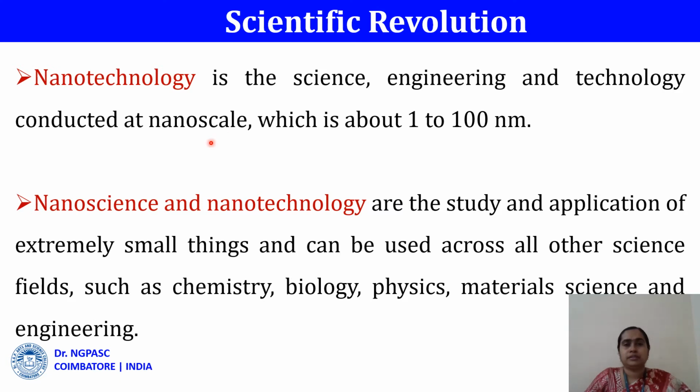So as in the scientific revolution, before going into that, we can see what is the definition of nanoscience and technology. Nanotechnology is the science, engineering, and the technology which is conducted at the nanoscale. Nanoscale is about 1 to 100 nanometers. What is nanoscience and technology? They are the study and application of extremely small things and can be used across all other fields such as chemistry, biology, physics, material science, and engineering. So definitely nanoscience and technology are interdisciplinary in nature.